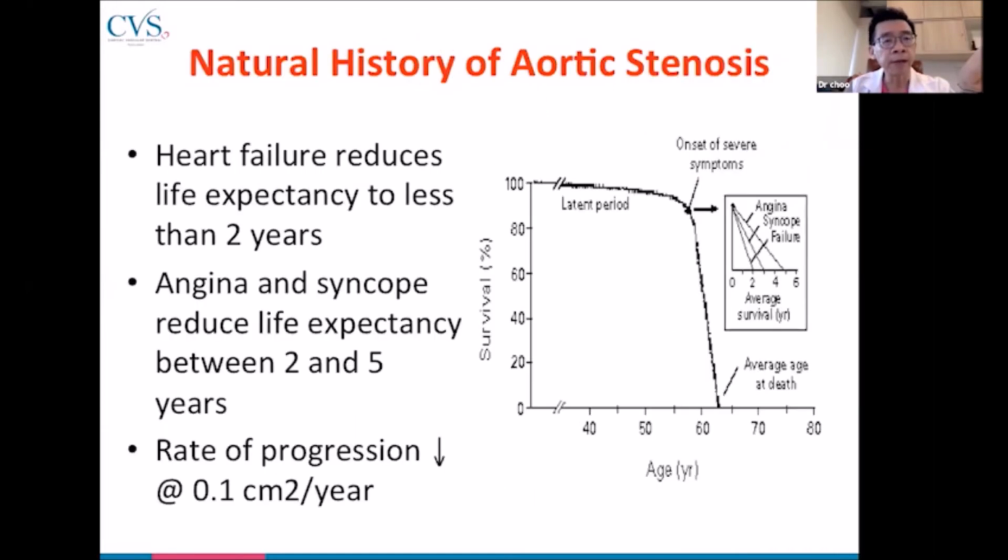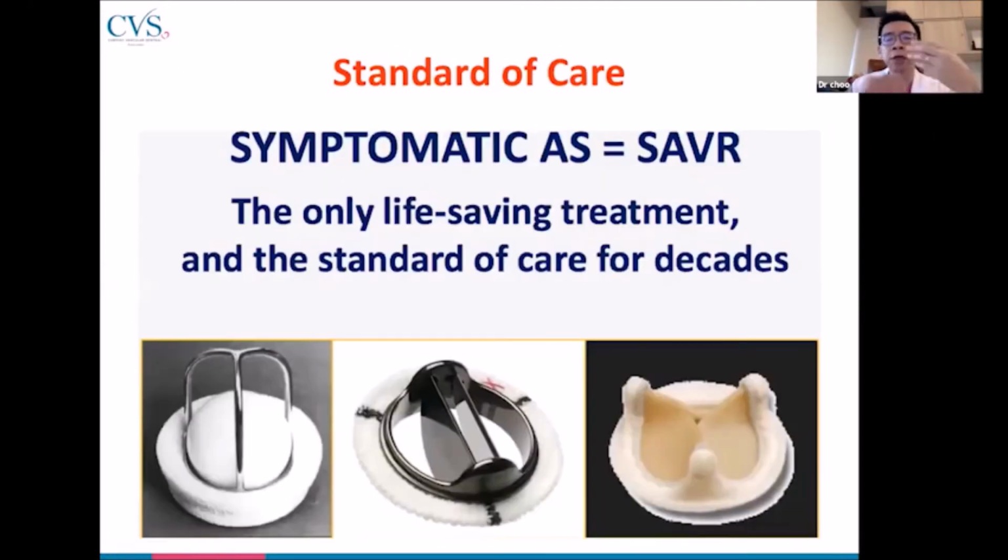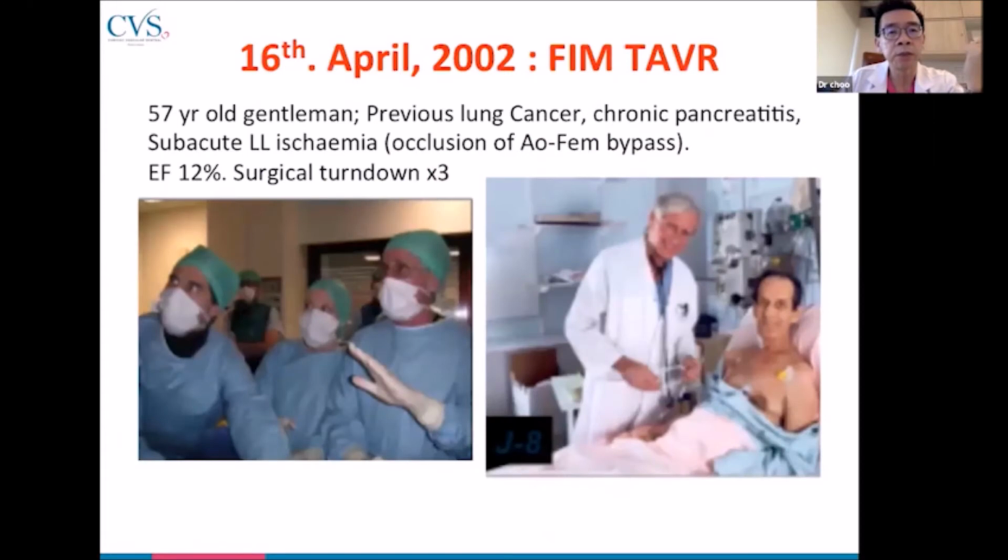The standard of care has always been surgery, because once the patient becomes symptomatic, their survival drops very fast. So standard of care has been to change the aortic valve. But because this disease very often happens in the elderly with many comorbidities, they do not get the standard of care because the risk of surgery is too high.